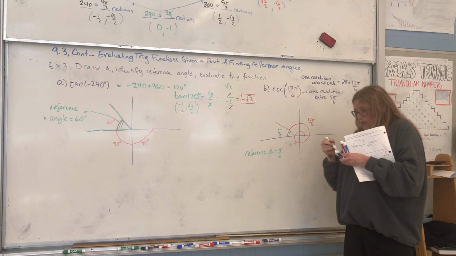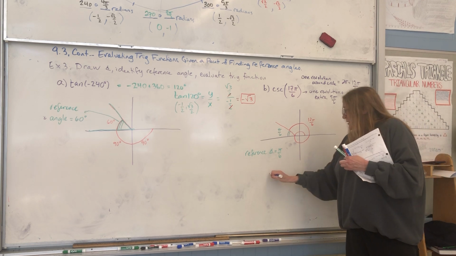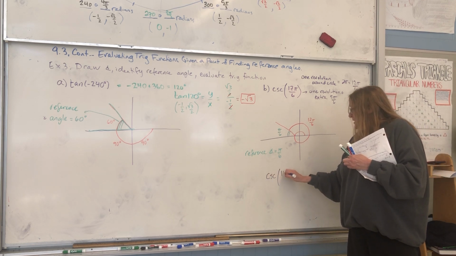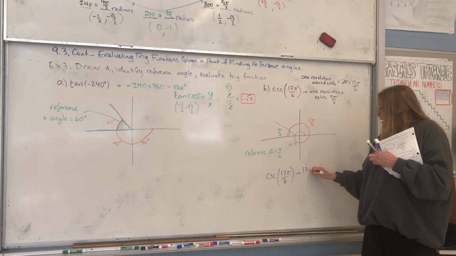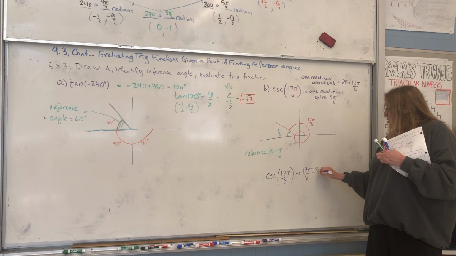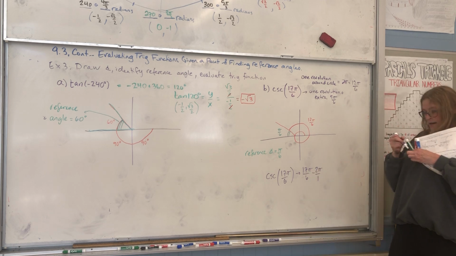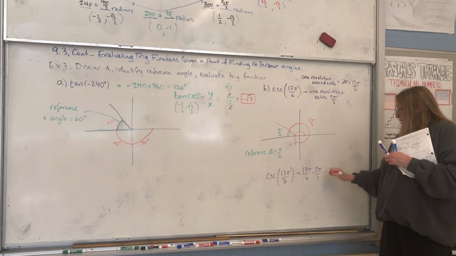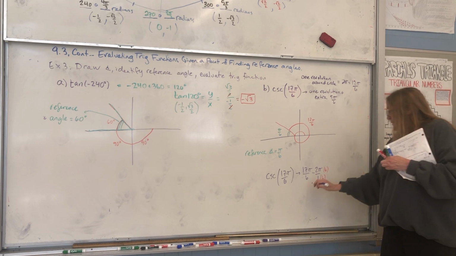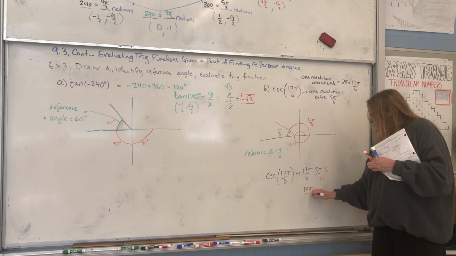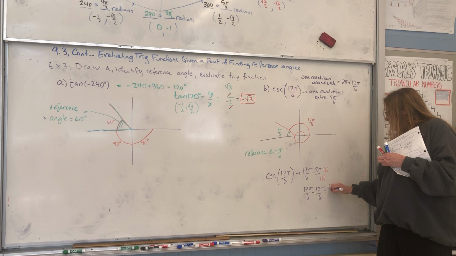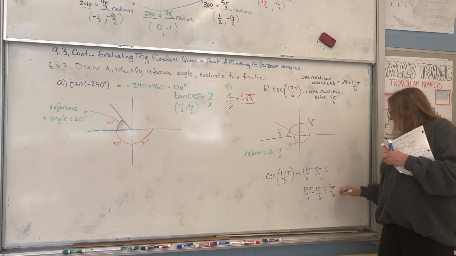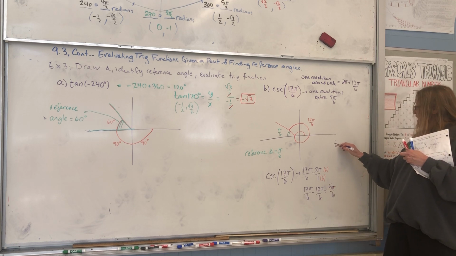So to find the cosecant of 17 pi over 6, I'll just do this again. I can do 17 pi over 6 minus 2 pi, and that's going to get me 17 pi over 6 minus 12 pi over 6, and that's equal to 5 pi over 6. So let's find the tangent of 5 pi over 6.